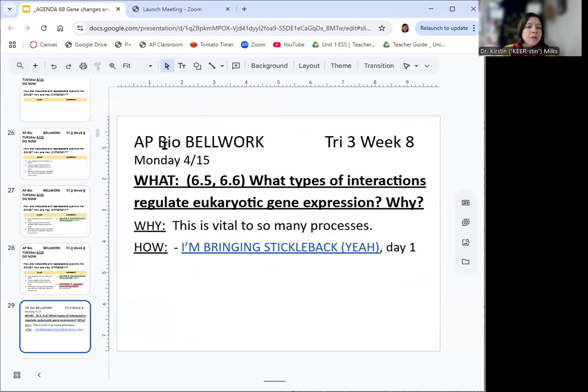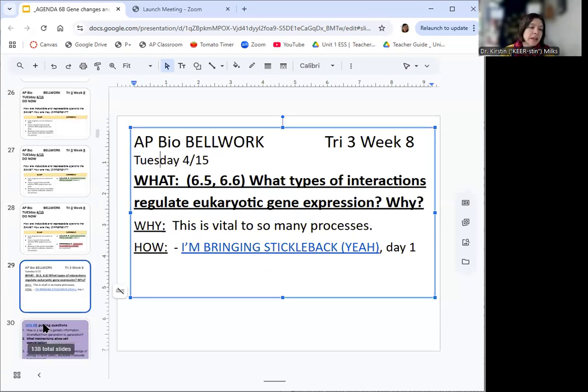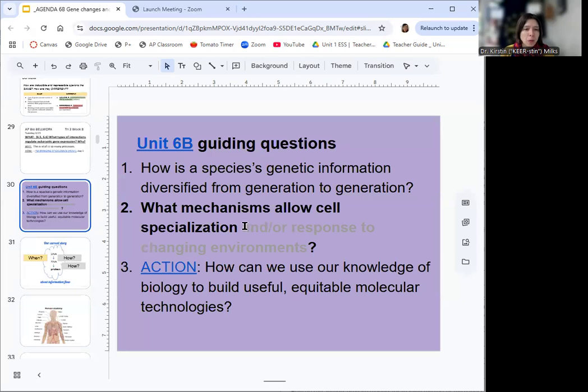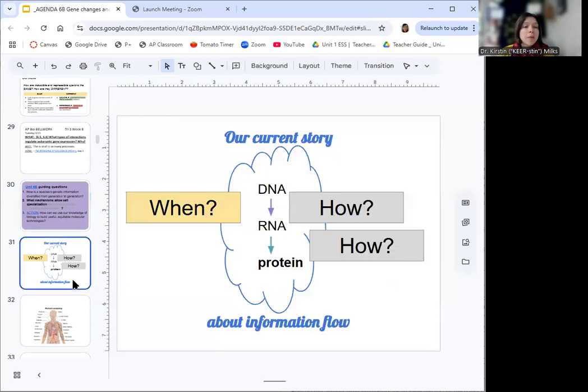All right, cool. So today we're going to think about interactions that regulate eukaryotic gene expression and why that matters, because it's vital to so many processes. So a little heading for you: we're going to think about mechanisms that allow cell specialization. Last class, we talked about response to changing environments when we were thinking together about inducible and repressible operons, but we're really going to think about multicellularity together here.